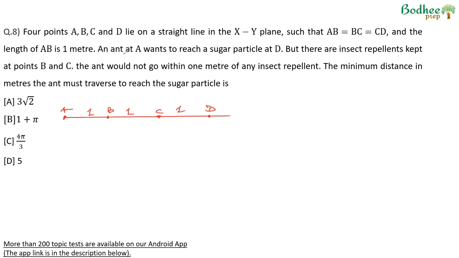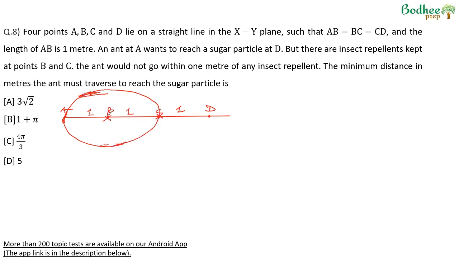An ant at A wants to reach a sugar particle at D, but there are insect repellents at B and C. So there are repellents here. We have to travel from A to D. The ant would not go within 1 meter of the insect repellent. So if we look at the effect of this repellent, it will be a sort of a circle. 1 meter around B is something that the ant cannot go into.